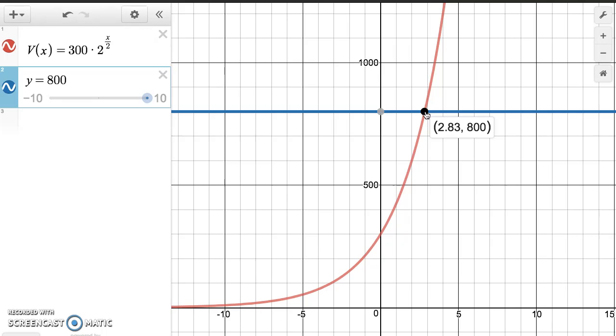And so if you're looking at the coordinates of that point, it tells you that this happens when your x-coordinate, in this case the time, is 2.83. And remember, the units were given in hours, so this means that you are getting to a level of 800 infected computers after 2.83 hours.